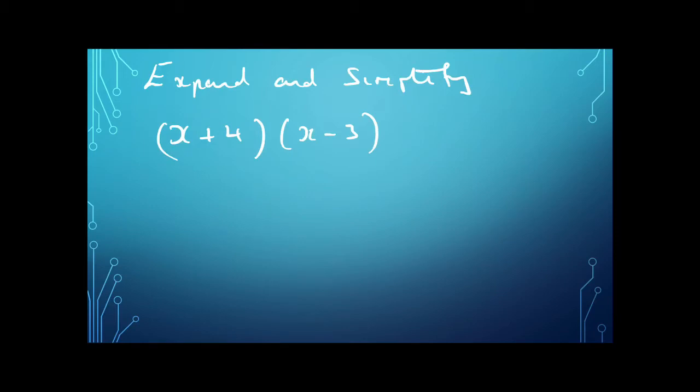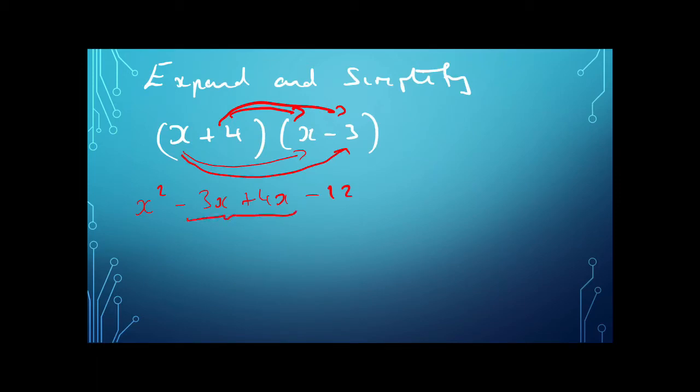Okay. I'm not going to use the grid method this time, though we can, of course. So x times x is x squared, and x times negative 3 is negative 3x. 4 times x is 4x, and 4 times negative 3 is negative 12. We can add these like terms, and that gives us negative 3x add 4x is positive x, minus 12.